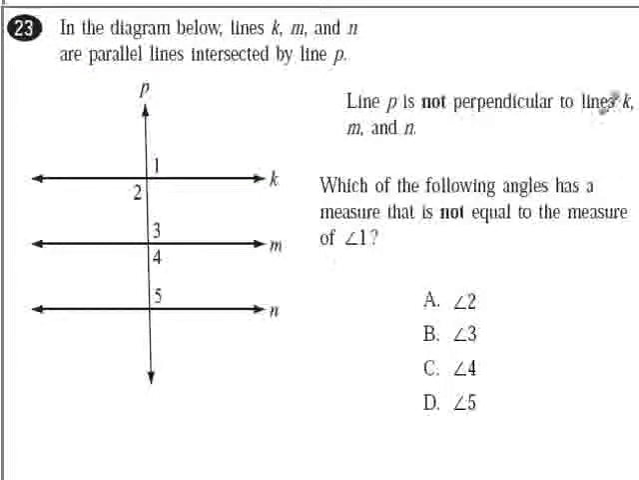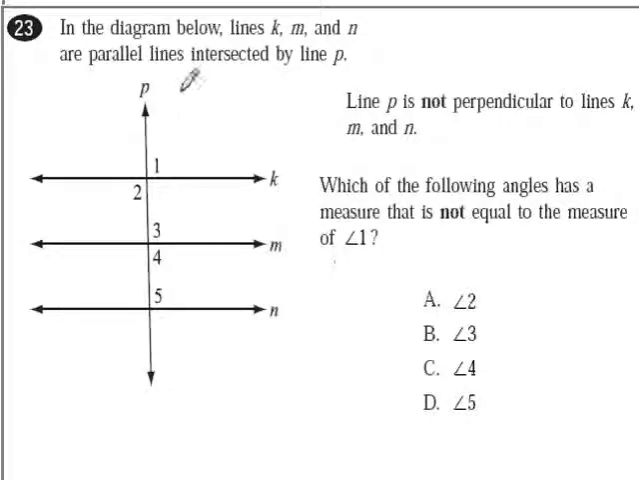Next problem. In the diagram below, lines K, M, and N are parallel lines intersected by line P. Line P is not perpendicular to lines K, M, and N. Which of the following angles has a measure that is not equal to the measure of angle 1?